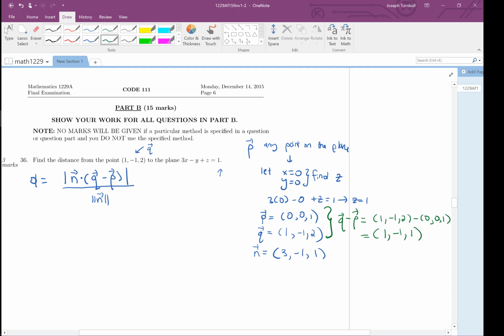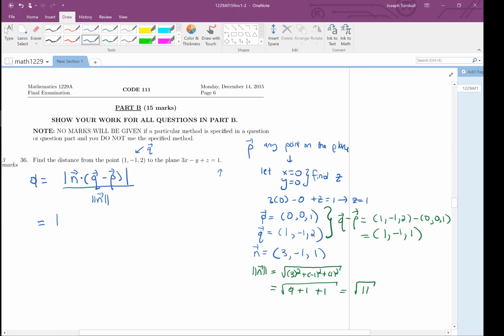Now we're also going to need the length of n, the magnitude of the normal vector. So that's the square root of the sum of the components squared. So 3 squared plus negative 1 squared plus positive 1 squared. So that's going to be 9 plus 1 plus 1, all inside a square root, so that's the square root of 11. And the square root of 11 does not root nicely, so it's just going to stay that way.